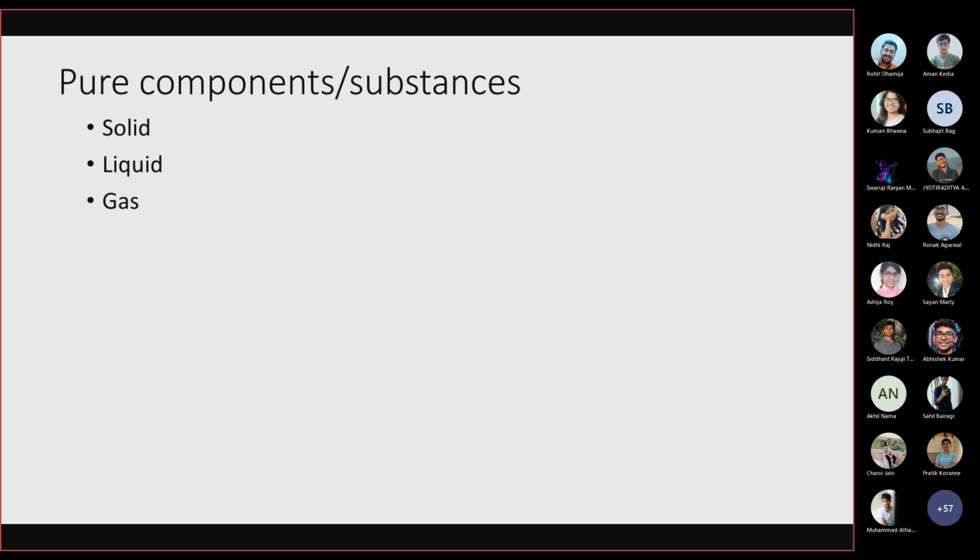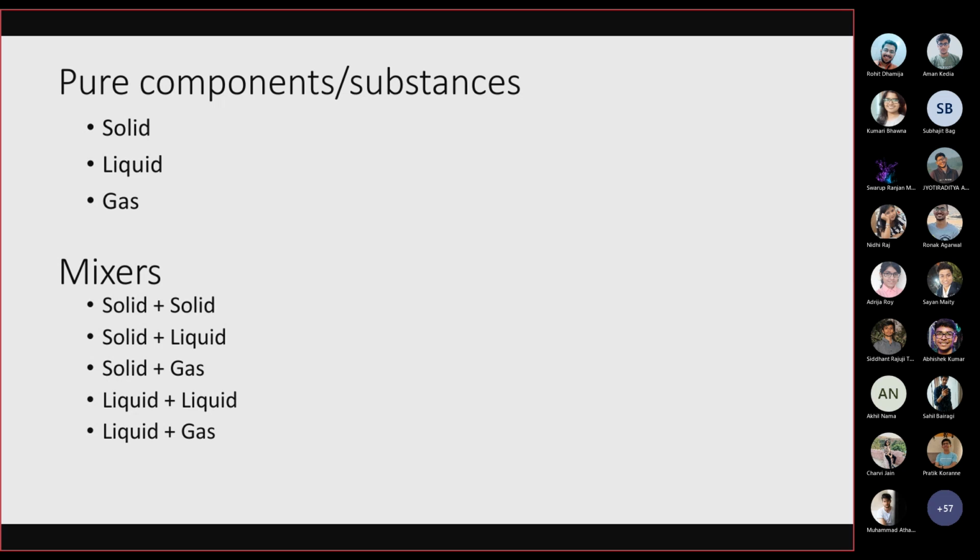So often the pure components or substances are classified into three things: solid, liquid, and gas. But in reality, these components don't exist in pure condition. Rather, they exist as a solid-solid mixture, solid-liquid mixture, solid-gas mixture, liquid-liquid mixture, liquid-gas mixture, gas-gas mixture, or it could be a solid, liquid, and gas mixture. So we will never get 100% pure components, very rare.